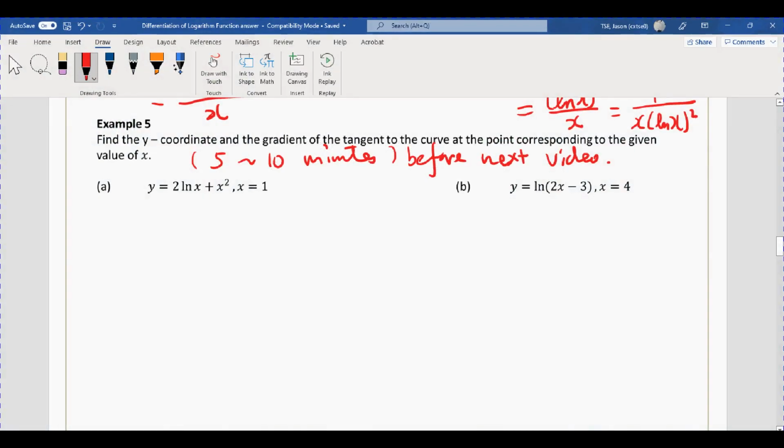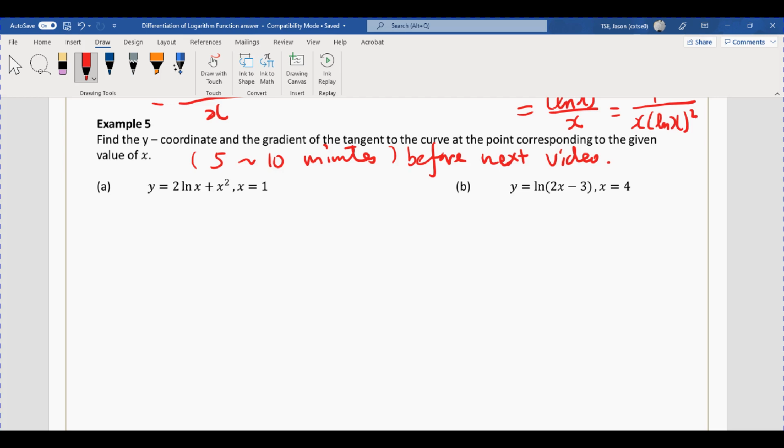Okay, so that's video number 5. We are still on logarithm, differentiation of logarithm. Last time I asked you to review what we've done and try example 5. If you've done it, you've checked your answers from the PowerPoints and you are all good, then you can skip the first possibly 5 to 10 minutes of this video.